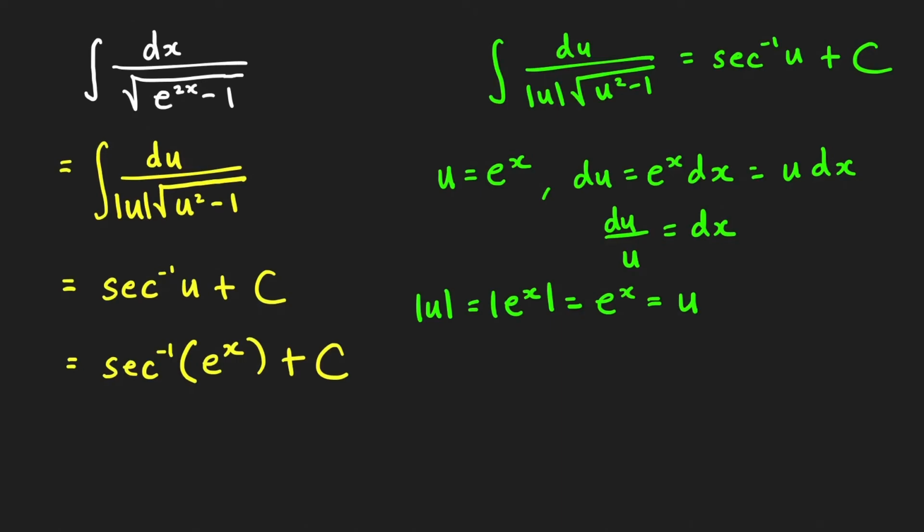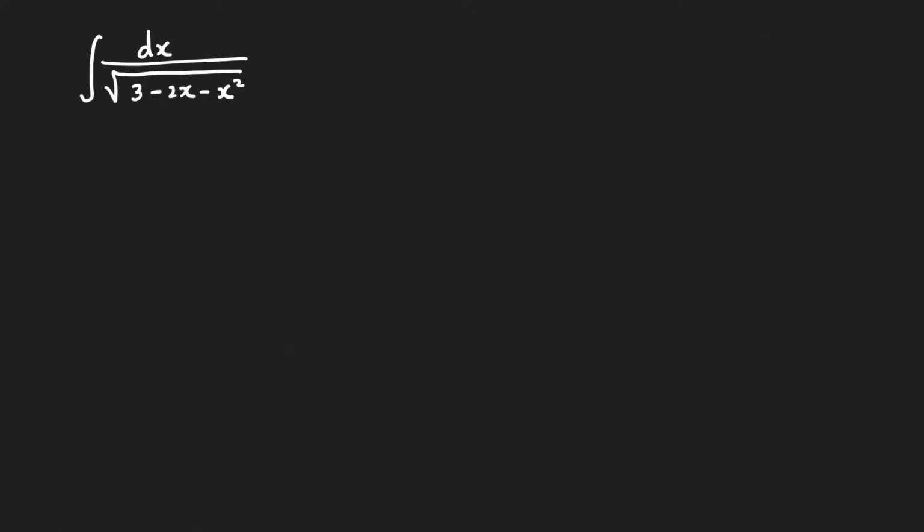Let's now move to our last problem. So let's evaluate the integral of dx over square root of 3 minus 2x minus x squared. If we have this kind of integral where the denominator is the square root of a quadratic function, where the coefficient of x squared is negative, we can usually evaluate this integral using the formula for sine inverse. But this requires completing the square. Let me show how to use this formula.